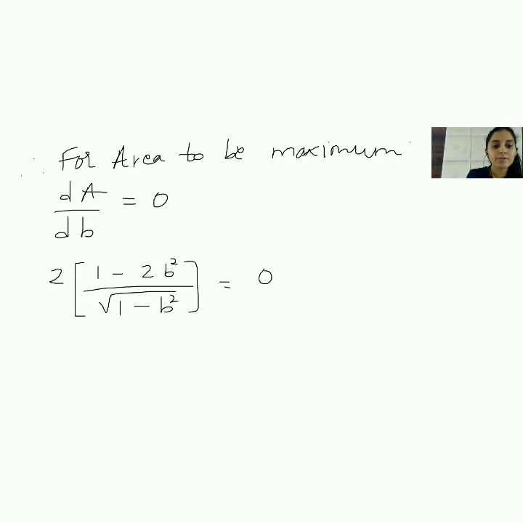Now we'll have root of 1 minus B square going there becoming 0. 2 minus 4B square equal to 0. So we'll have 2 equal to 4B square. Therefore, B square is equal to 2 upon 4. B is equal to plus minus 1 by root 2. Now see, B is a breadth, so breadth cannot be negative. So we're taking B equal to 1 upon root 2.